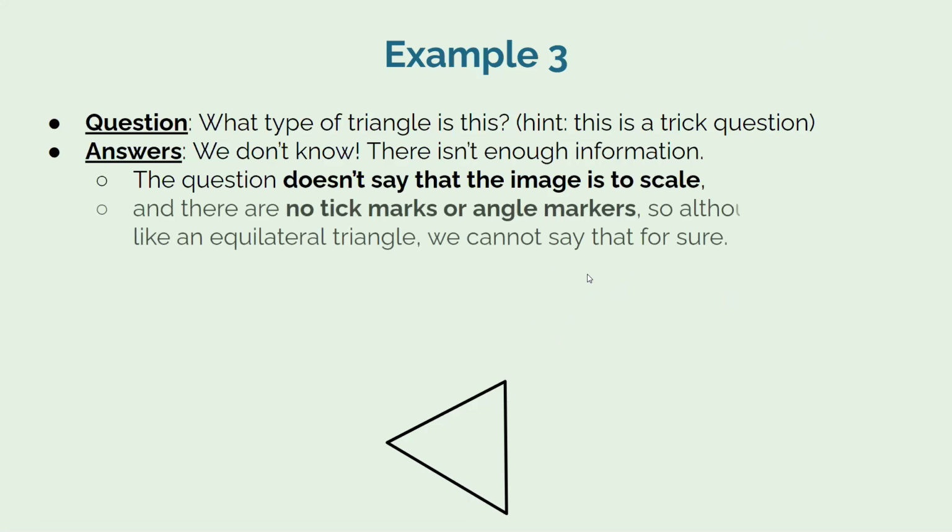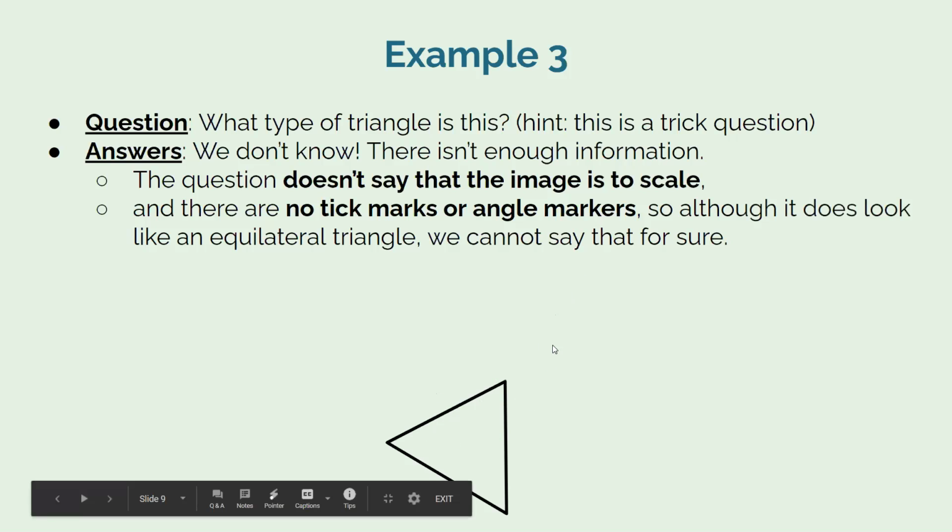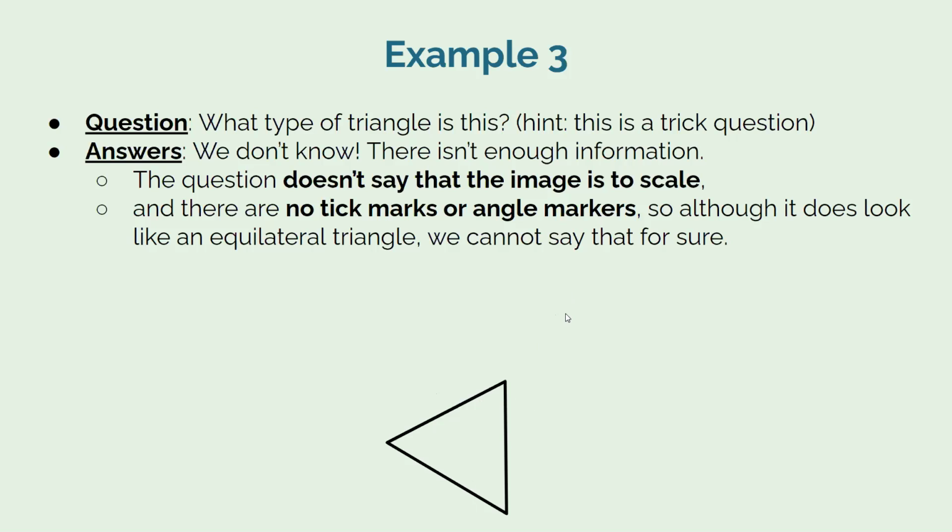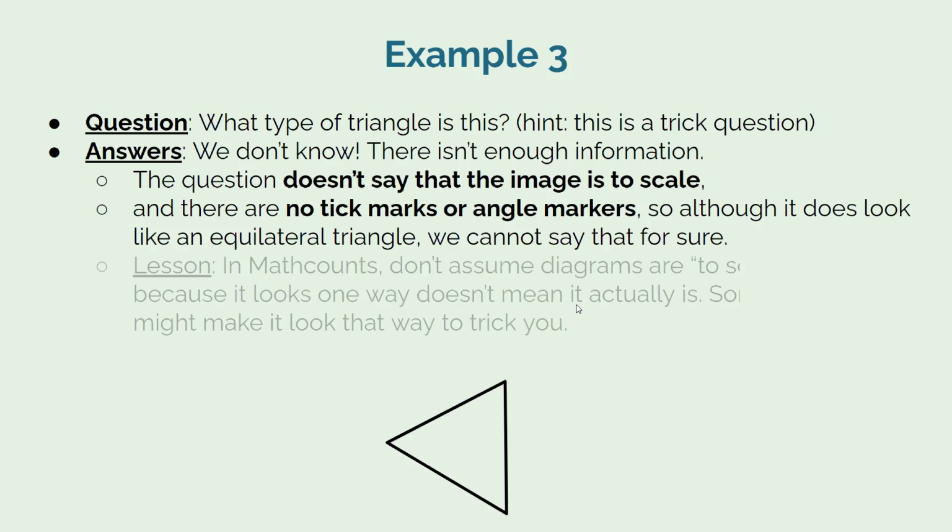But yeah, most of the things that you can assume about a picture come from the symbols. If the triangle had tick marks on all the sides, then we would know that it would be an equilateral triangle and an acute triangle based off of the symbols. But since this picture doesn't have any symbols and the question doesn't tell us anything about it, we can safely say that there isn't enough information to answer this question.